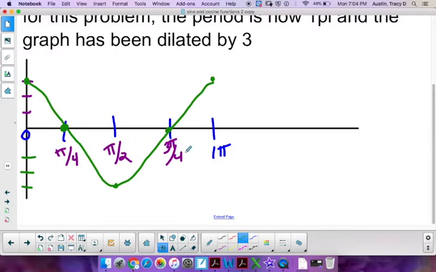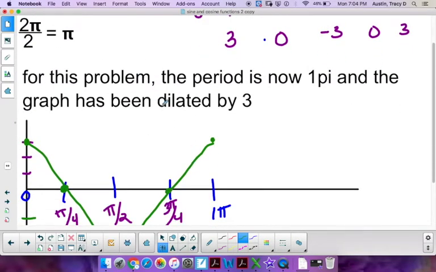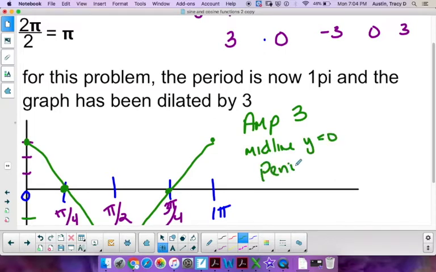The only thing we're changing today is those little tick marks along your x-axis that show where those easy points that we deal with are. All right, so let's actually give everything up. What is the amplitude now? Should be 3. Midline should still be y = 0. We didn't move it up or down. Okay, so the period, or the cycle, is now 1 pi. And my range has definitely changed. It's now from -3 to 3.